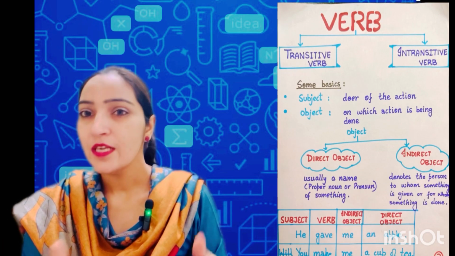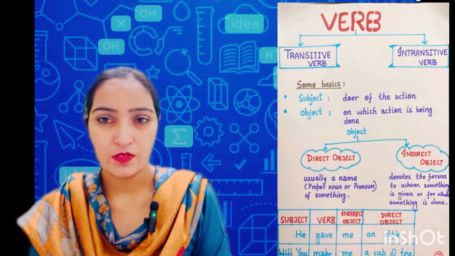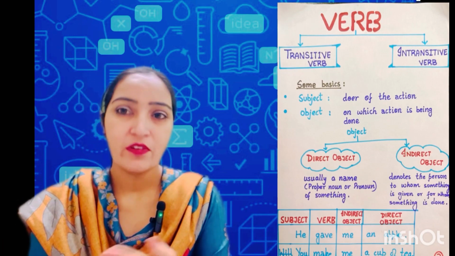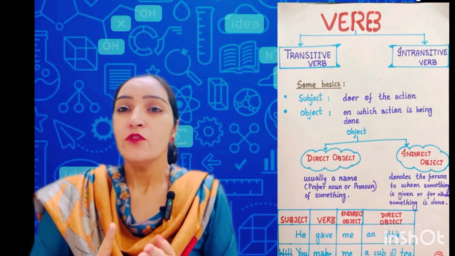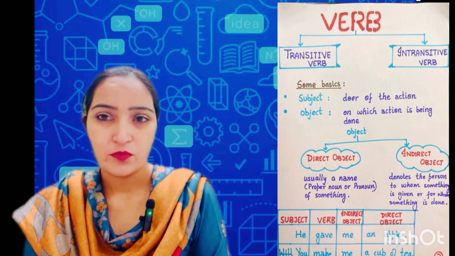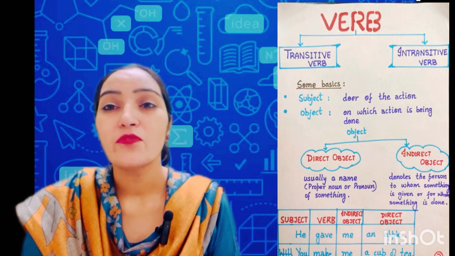Okay, so verbs are further classified into two types, transitive verbs and intransitive verbs. But before understanding about transitive and intransitive verbs, we have to go through a few basic concepts. We are going to learn about subject and object. Subject is the doer of the action.